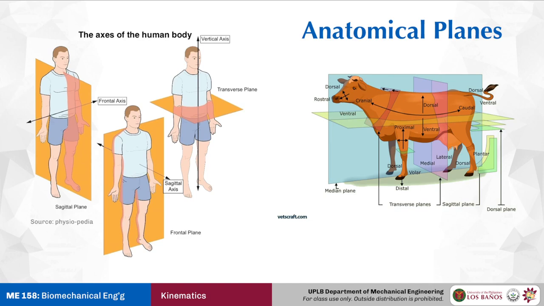Now, the labeling of these axes are kind of weird, except for the vertical axis. So the vertical axis can also be called the longitudinal axis. It's the axis that points up and down. So for the sagittal plane, it is associated with the frontal axis, which is kind of weird for us because it's called the frontal axis, but it's not pointing front and back. And for the frontal plane, we have the sagittal axis, which points forward and backward instead of left or right.